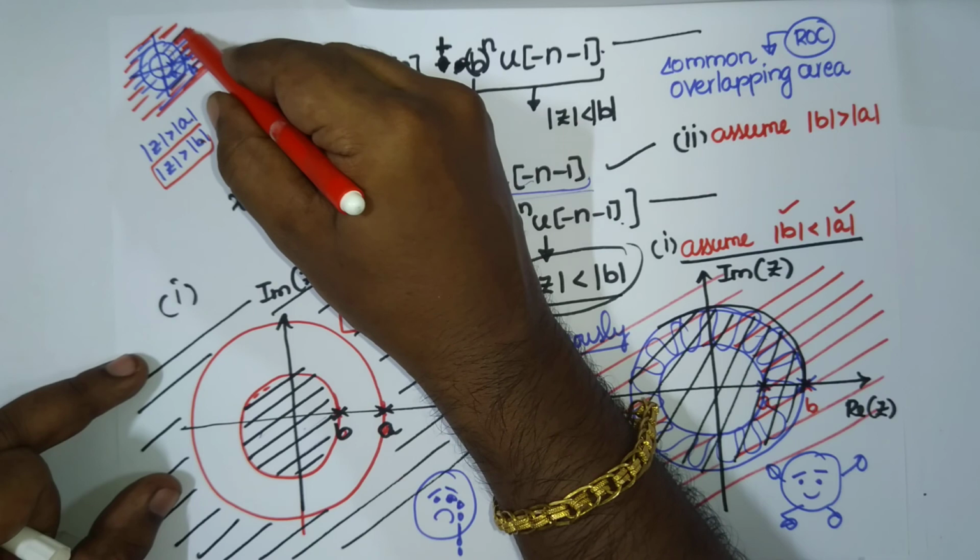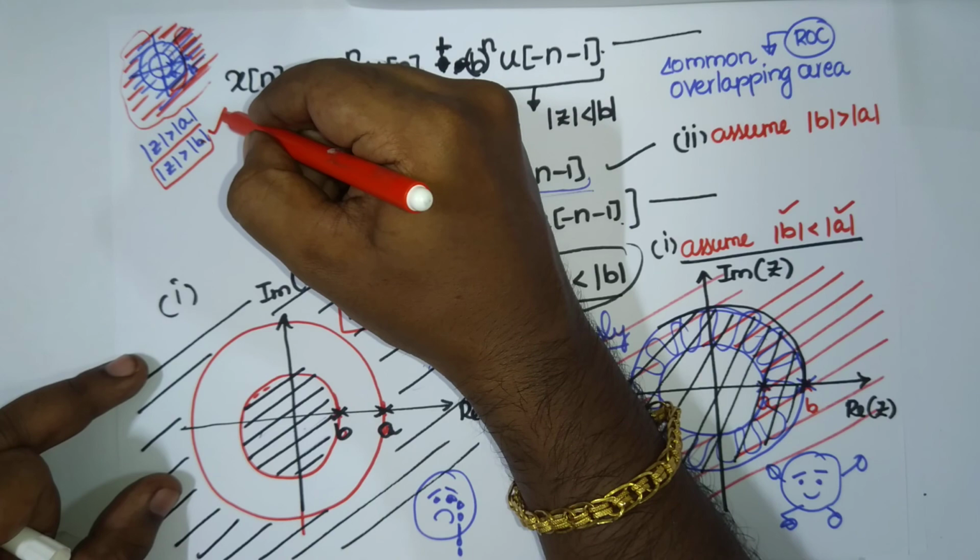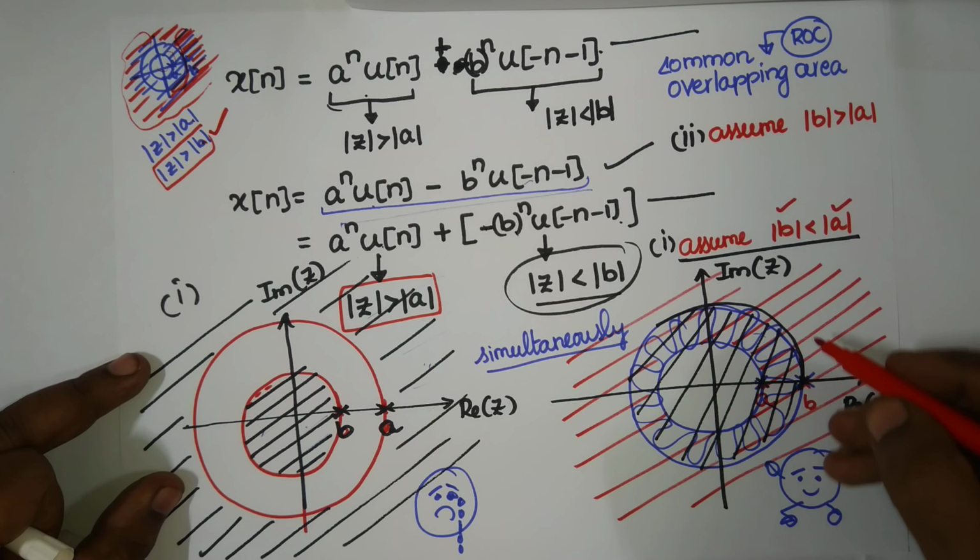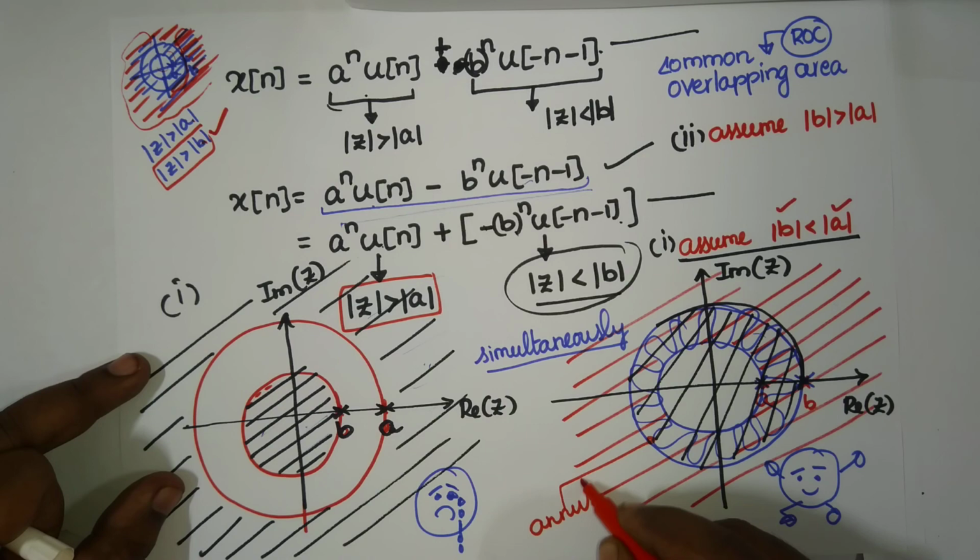Okay, so in this case, this is my overlapping area outside. So mod Z greater than B, I have common overlapping area. So every time we have to go for the intersection region. So in this case, this is called as annular ring. This is called as annular region, or this is annular ring.